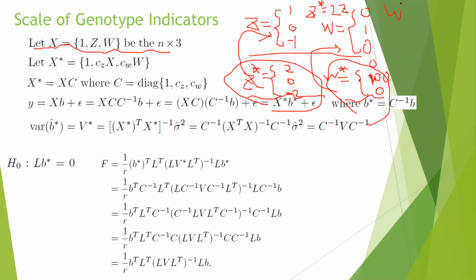And W star is equal to 100 times W. Is that right? So here the CZ equals 2, and the CW equals 100, which means you use your own way. Everybody may prefer different scales to define these two variables.